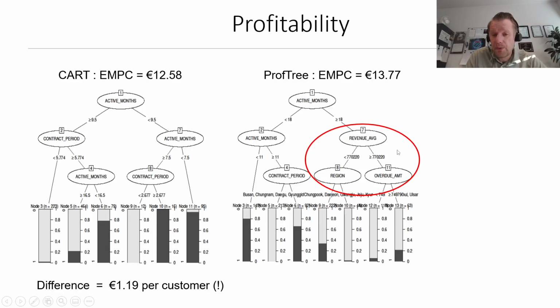And what's also very important is that the splits are different. So ProfTree, because it inherently optimizes another criterion, in this case profit rather than impurity, you will also see that the splits become profit driven. So here you can see a split which is going to consider the average revenue, then the region and the amount overdue, which is totally different than what we have right there. So that's a clear illustration of how profit driven machine learning can help you make other decisions than traditional machine learning models.